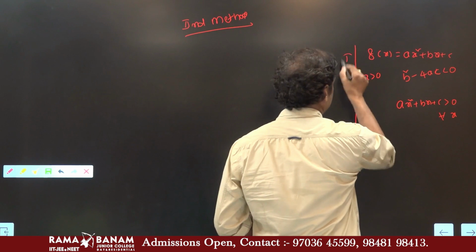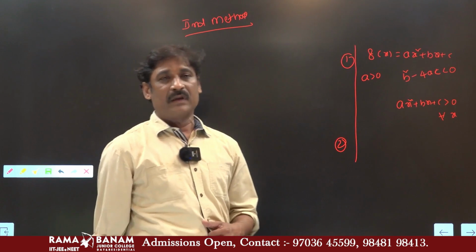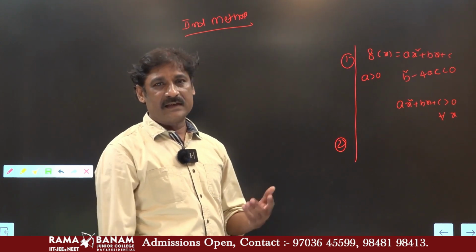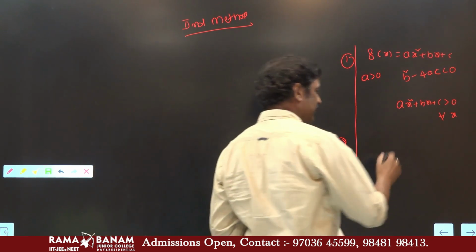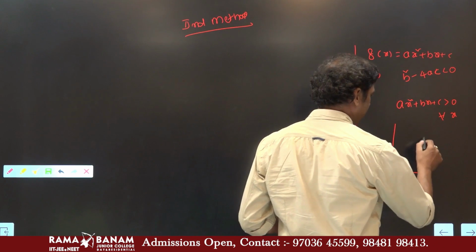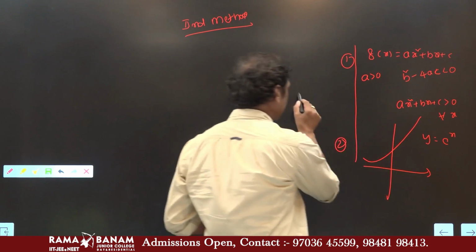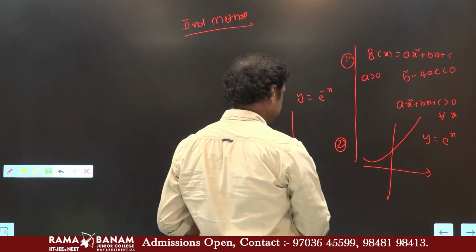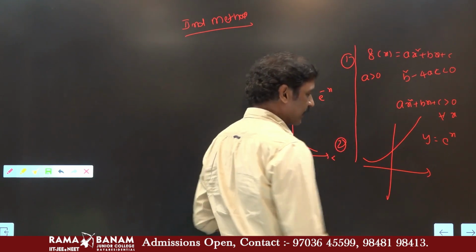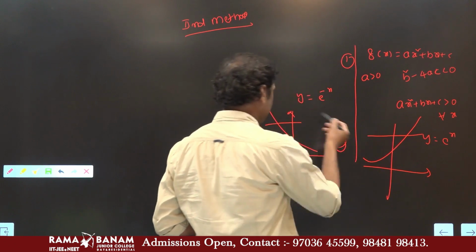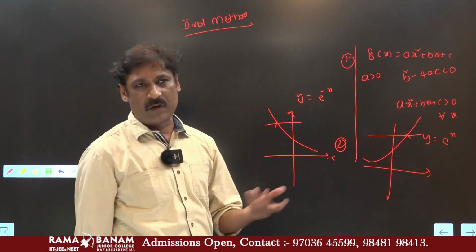We need to check the first condition, and the second condition is that it's a monotonic function. A monotonic function means either a strictly increasing function or a strictly decreasing function. What is a strictly increasing function? Just like this, the graph of y is equal to e power x. It's a strictly increasing function, and y is equal to e power minus x is a decreasing function. You draw one horizontal line. It cuts at 1 point. Clearly, we can say that these two graphs are 1-1 functions.